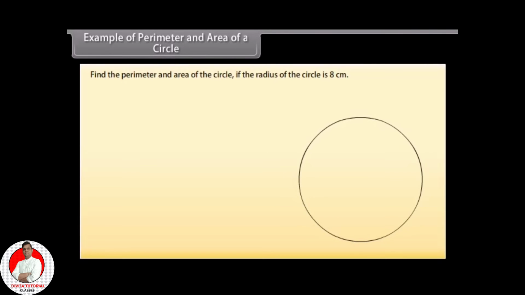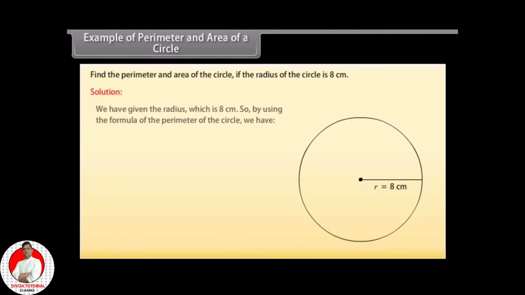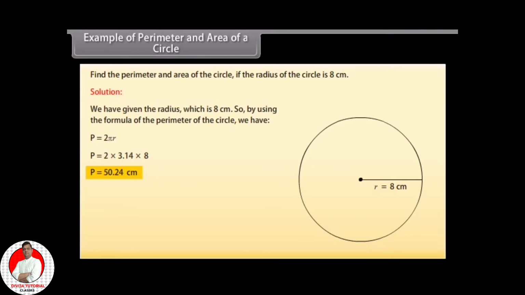Example 2. Find the perimeter and area of the circle if the radius of the circle is 8 cm. Solution. We are given the radius, which is 8 cm. Using the formula for the perimeter of the circle, P is equal to 2 pi r. P equals 2 into 3.14 into 8. P equals 50.24 centimeters. And for the area of the circle, A is equal to pi r squared. A equals 3.14 into 8 squared. A equals 200.96 centimeters squared.